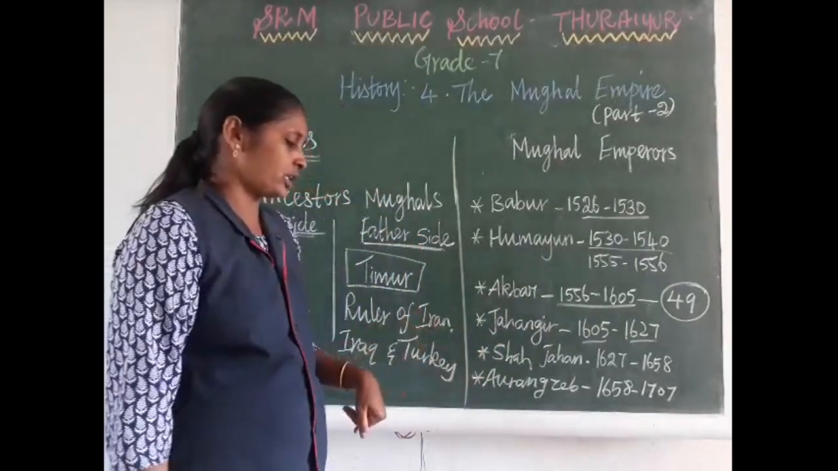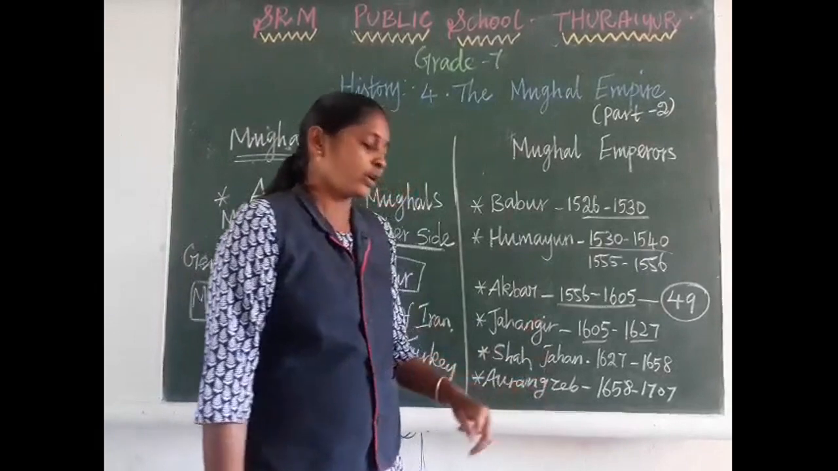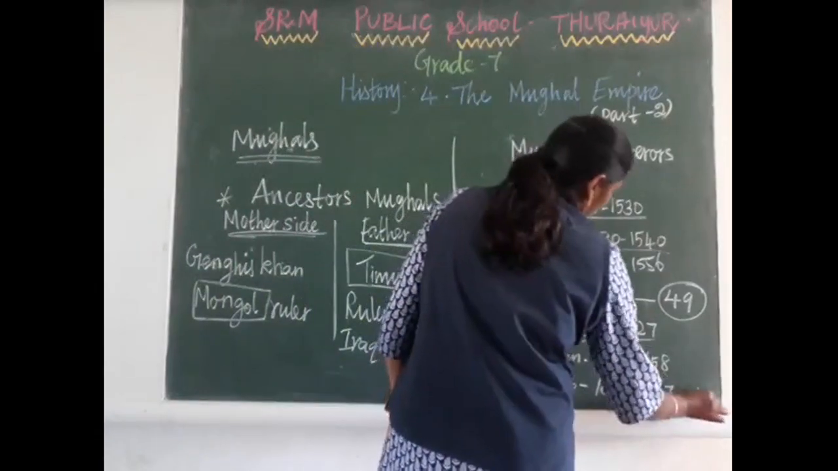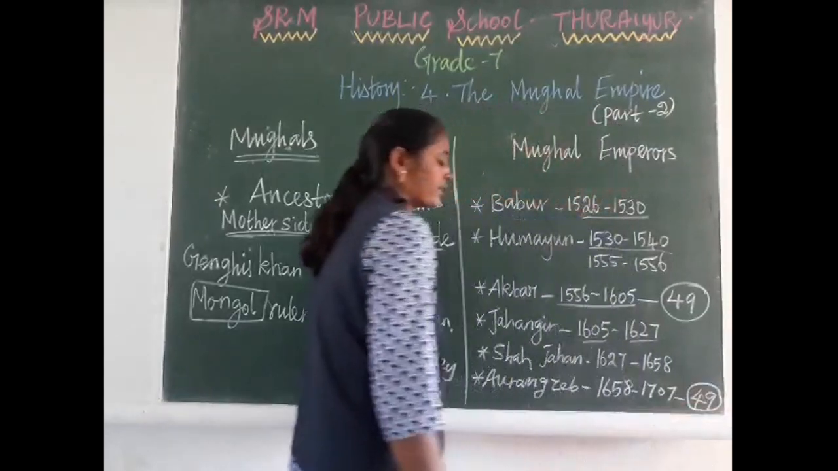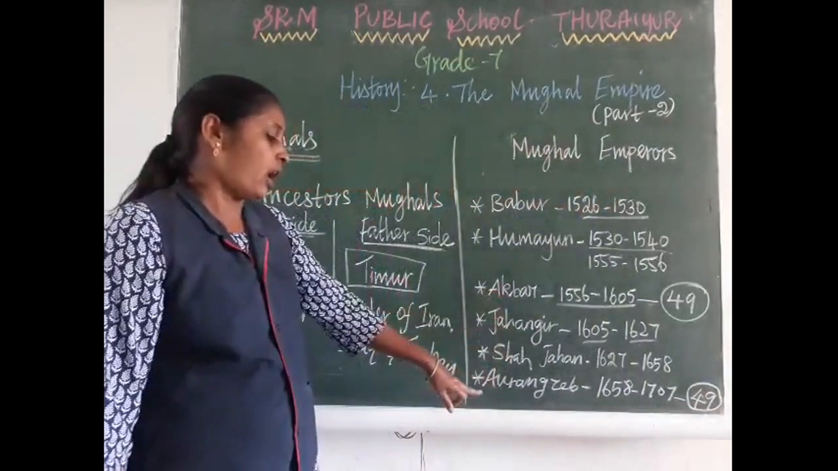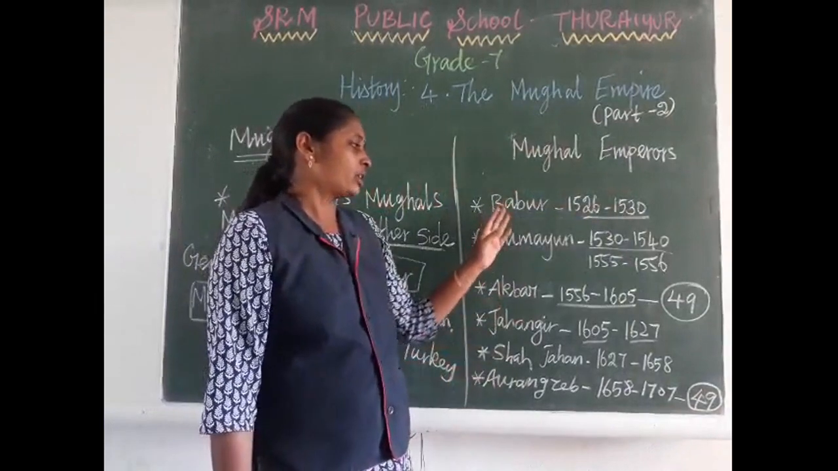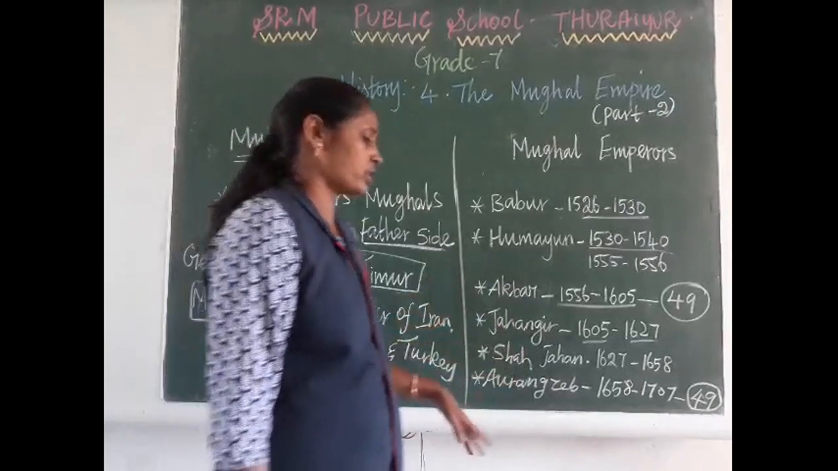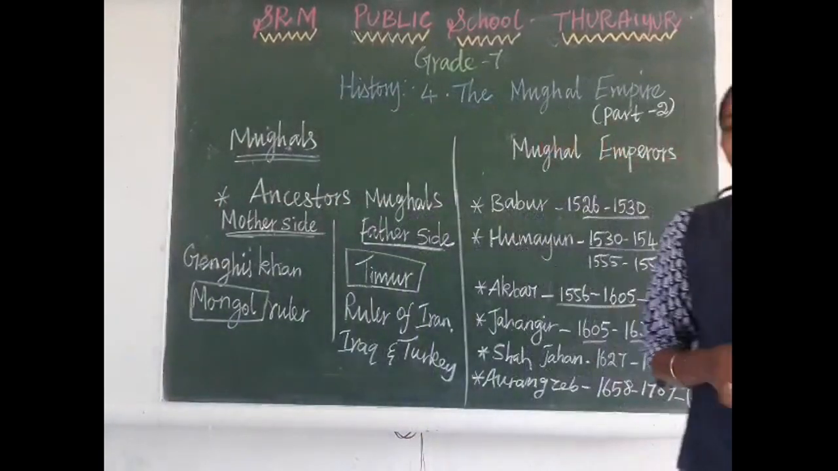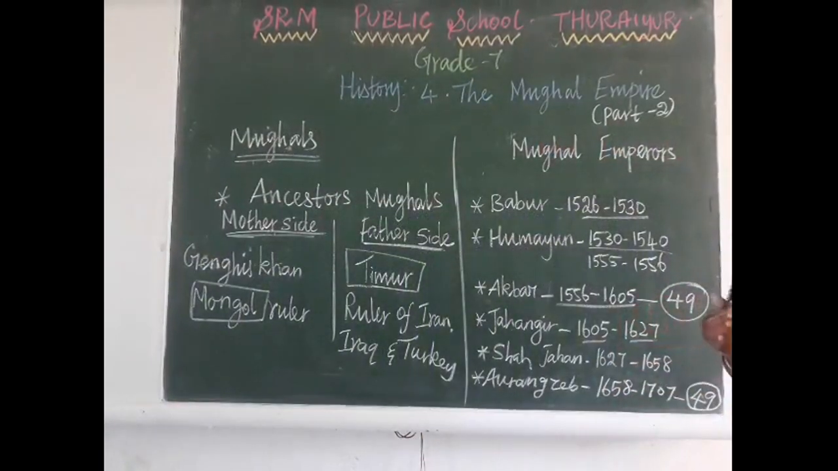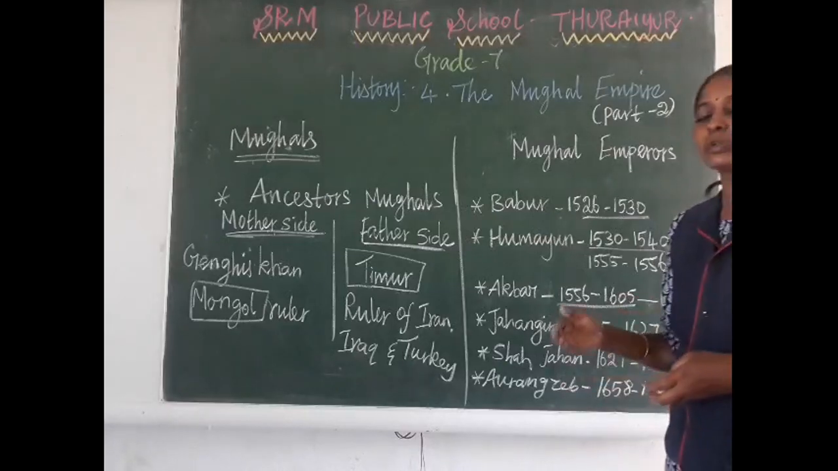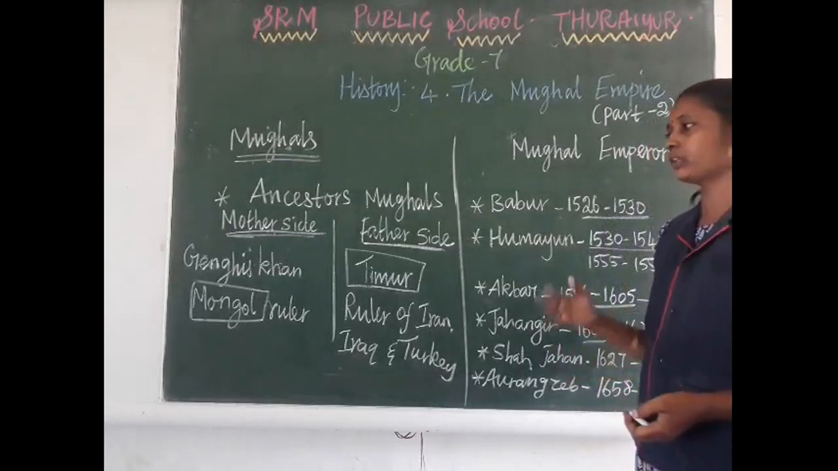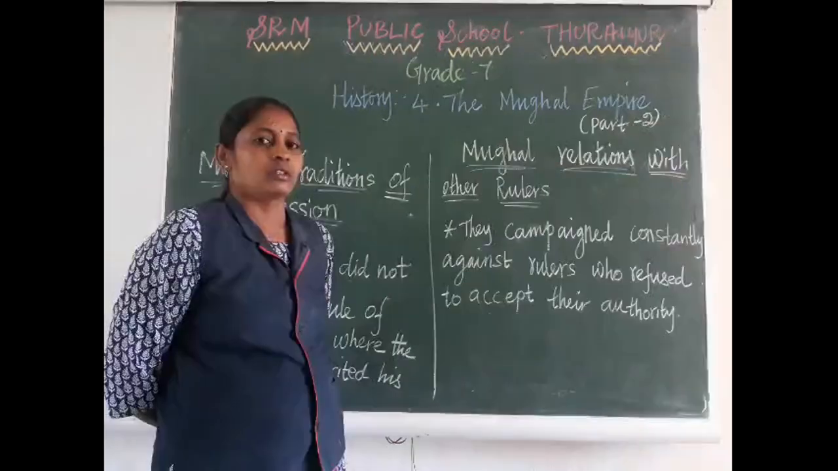After Shah Jahan, his son Aurangzeb ruled. Aurangzeb too ruled 49 years. So which two kings ruled 49 years in the Mughal dynasty? Akbar and Aurangzeb. They are the very important rulers of the Mughals. After Aurangzeb, his followers were not successful rulers. They ruled only for very short periods. So slowly the Mughal dynasty declined. How it declined, everything we are going to discuss in today's class.